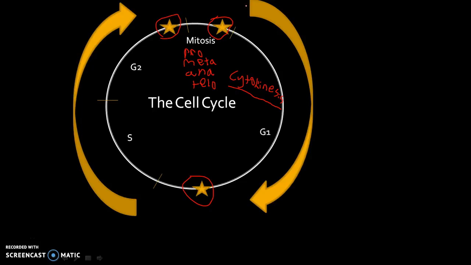Some examples of these would be MPF, which stands for mitosis promoting factor, and it would be located right here because it's promoting mitosis. And another example would be PDGF, which stands for platelet derived growth factor.